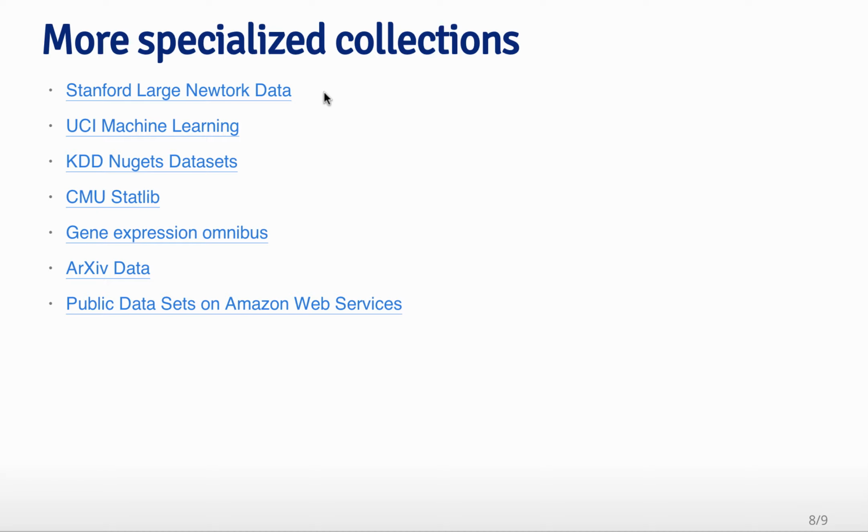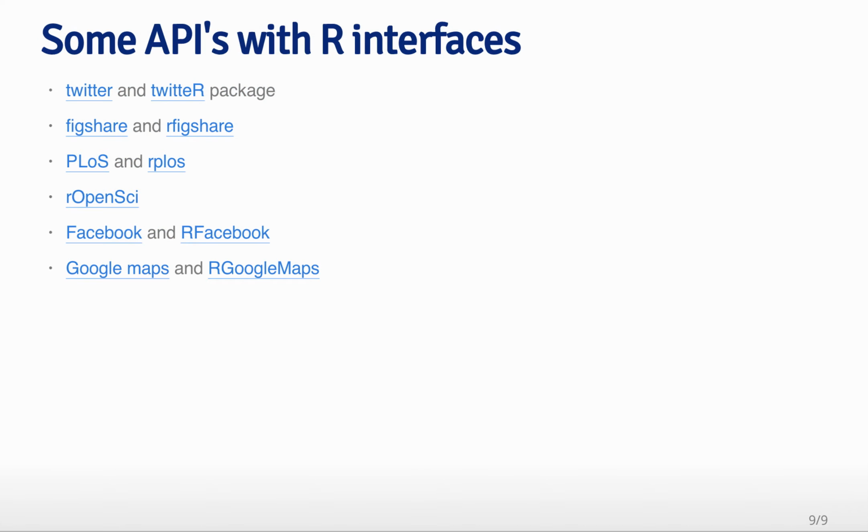There are also a large variety of other more specialized collections. For example, the Stanford Large Network Data Archive has a large number of data sets that focus on network data. For machine learning, the UCI Machine Learning Archive has a variety of data sets that you can use to practice your classification or prediction. The CMU StatLib is one of the most famous canonical sets of data sets that are available. Gene Expression Omnibus is focused on data sets that come from human genomic experiments or other organismal genomics experiments. And then there's data from the archive or public data sets on Amazon Web Services.